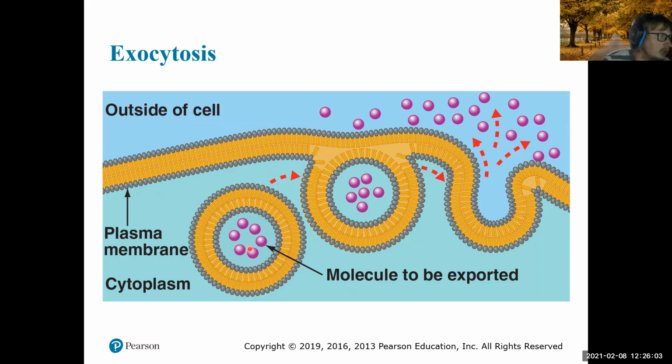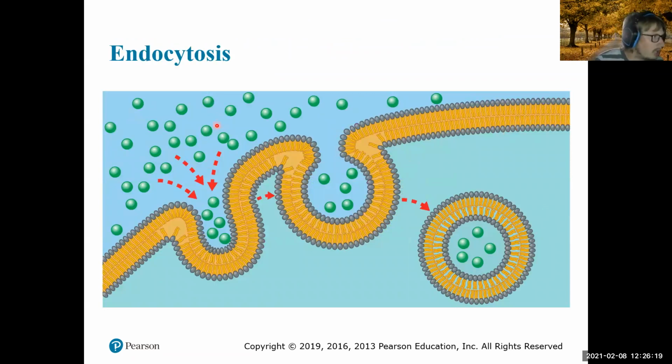So here we have a figure of exocytosis. So here's a vacuole with molecules that are going to be exported out of the cell. That vacuole will bind with the plasma membrane and then release those molecules out. For endocytosis, those molecules will come in contact with the outer portion of the plasma membrane. The plasma membrane will invaginate around those molecules, then it will pinch off to form a vesicle, and then it will import those molecules inside of the cell.